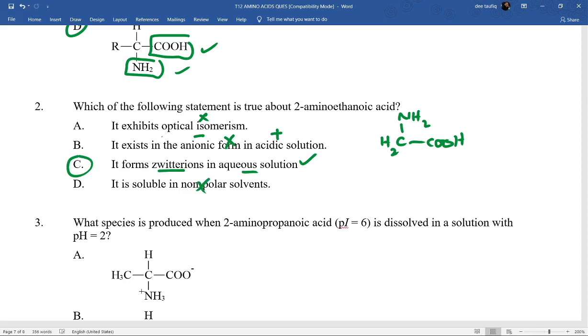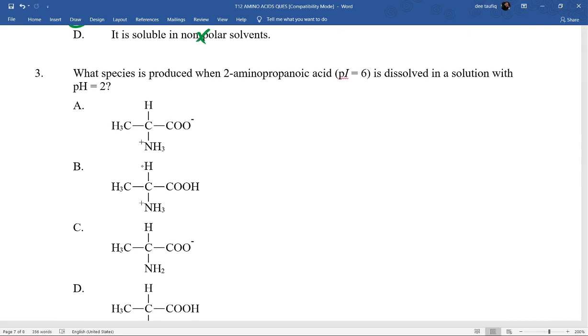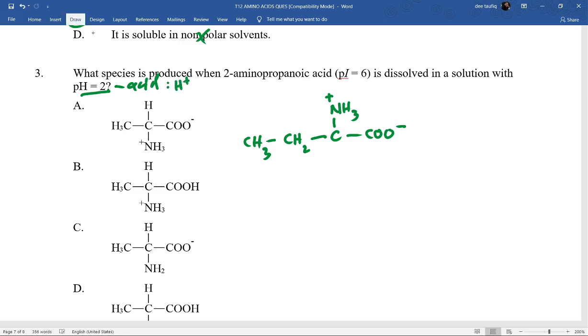Let's see. What species is produced when 2 amino propanoic acid dissolved in a pH of 2? So buat dulu dia punya zwitterion. So C with NH3 positive charge, and then COO minus. 1, 2, 3. Dia kata pada pH 2 meaning keadaan acid ni ada banyak H. So, ia akan berubah, dia akan kacau pada COO minus.